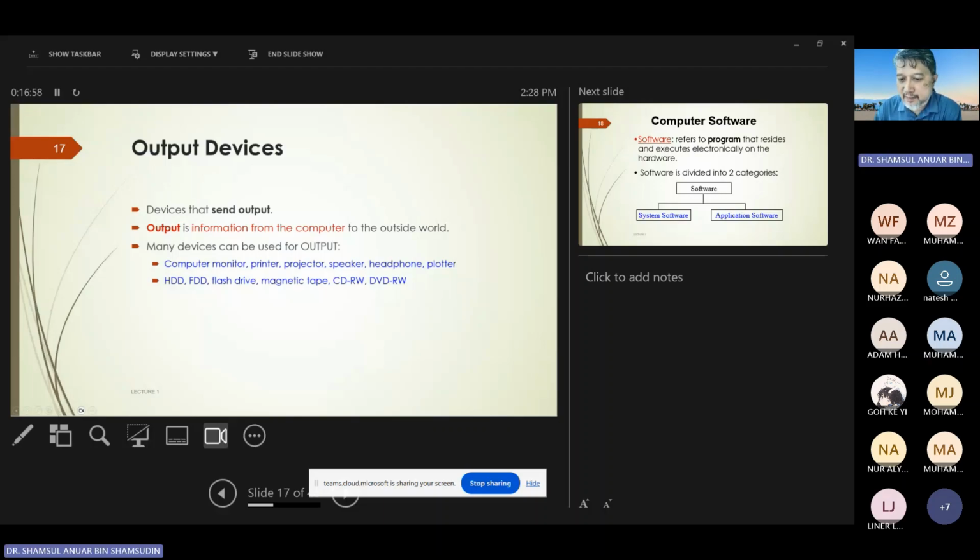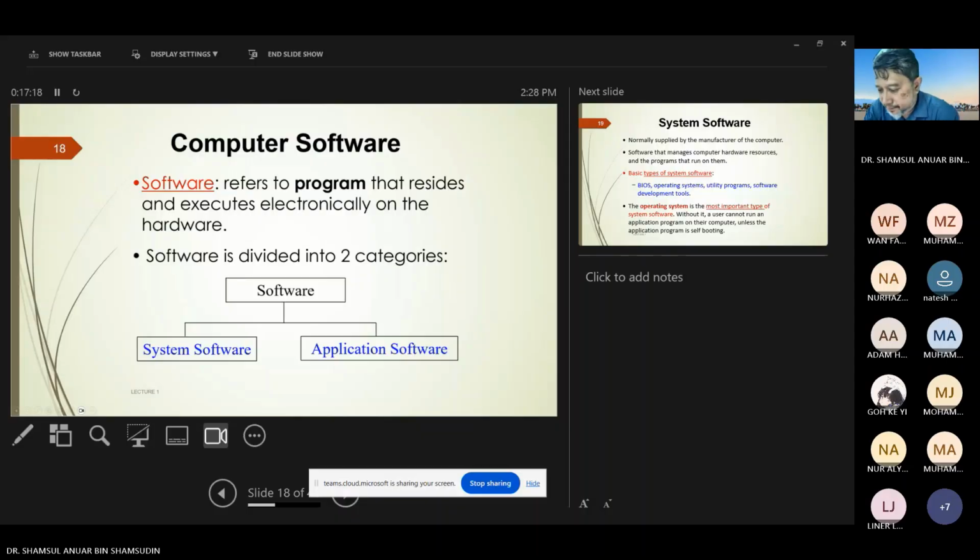Okay, like you just work on something, some file, maybe your thesis or maybe your assignment. So you save it. So when you save, you send that output to your HDD. All right.